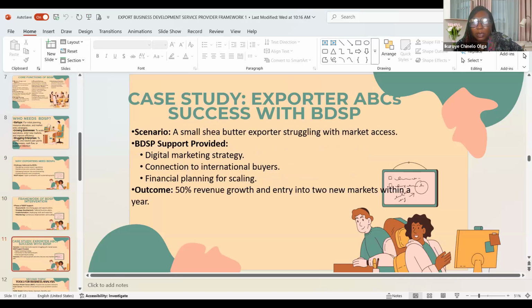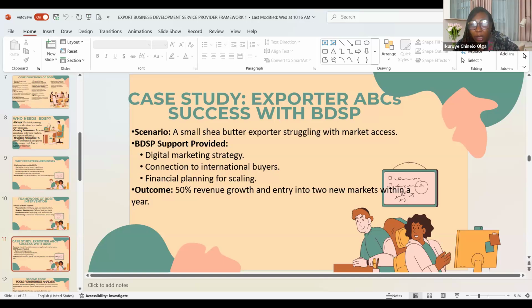Let's say the scenario is a shea butter exporter struggling with market access, and you meet an exporter, ABC, who is into shea butter and is struggling to access international markets. So when they partnered with a BDSP, things changed. Do you understand? What did the BDSP do for him? Digital marketing strategy. They connected him with international buyers.